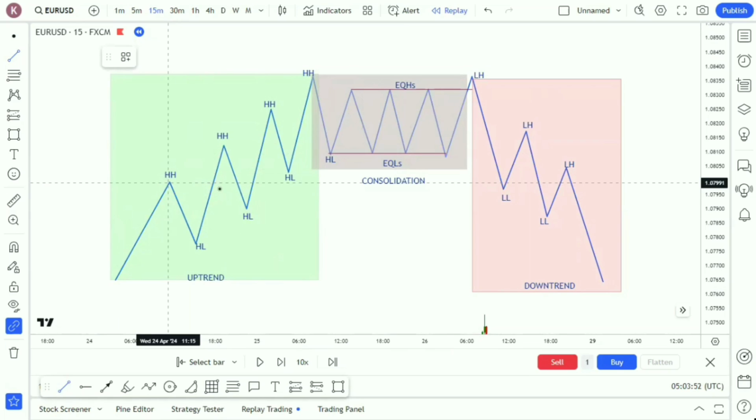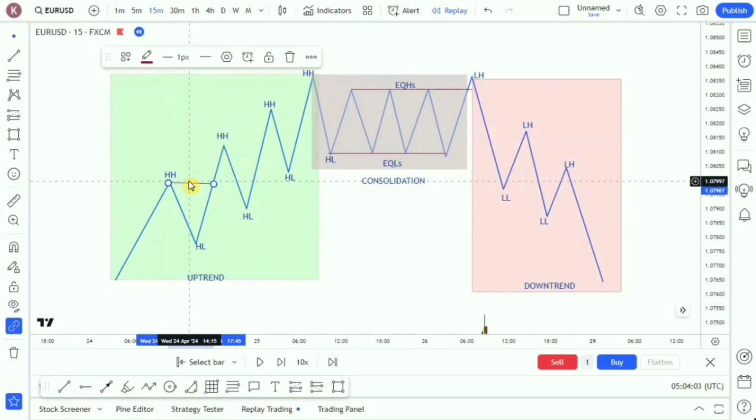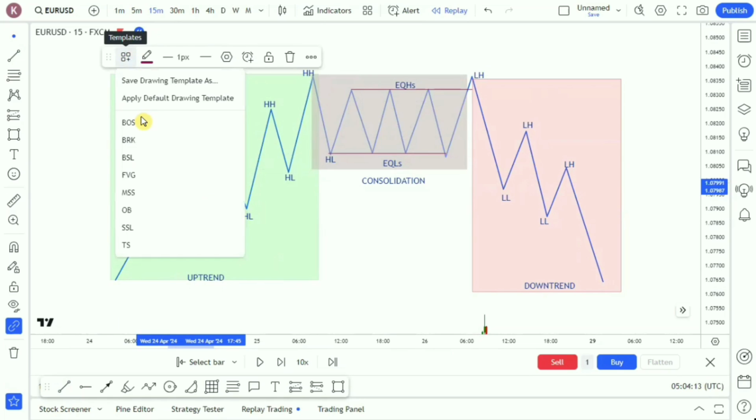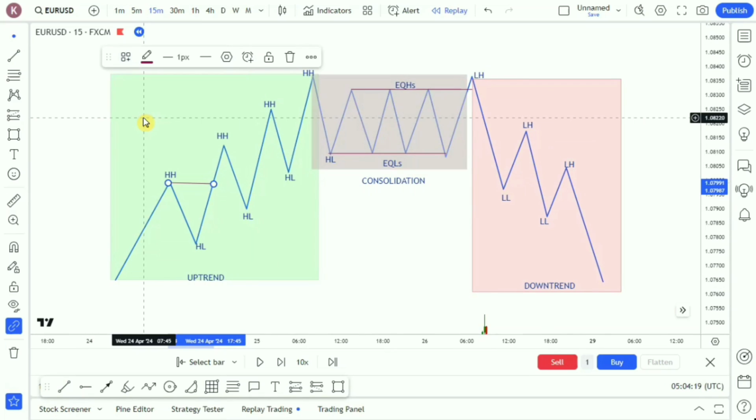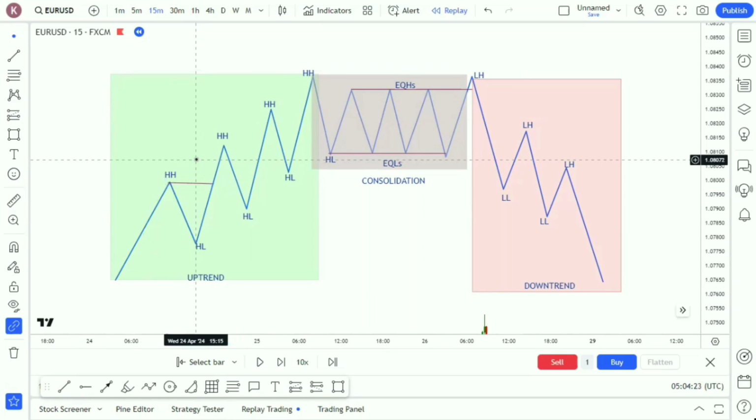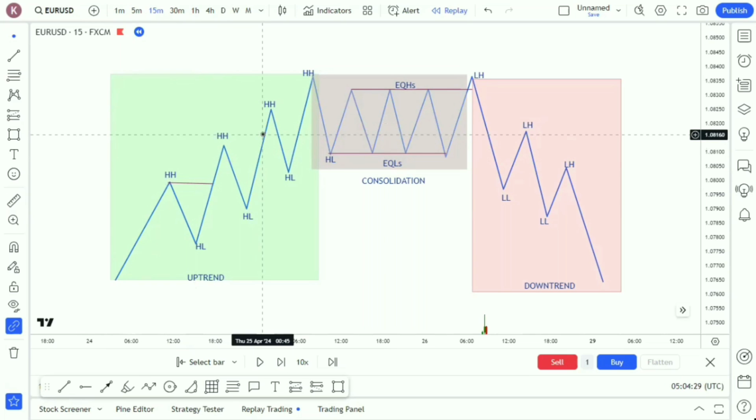Price tends to break previous highs and form new highs when we are in a bullish market structure. And this act of breaking the previous highs and forming new highs is what we call break of structure, or simply BOS. So we form a break of structure whenever we break previous highs and form new higher highs. And this continues as long as we keep breaking higher highs and forming new higher highs.